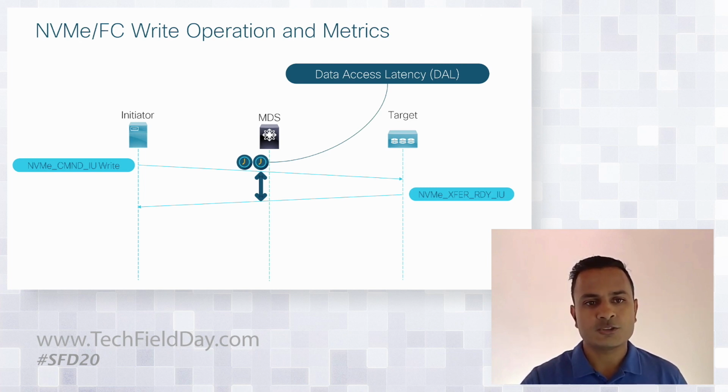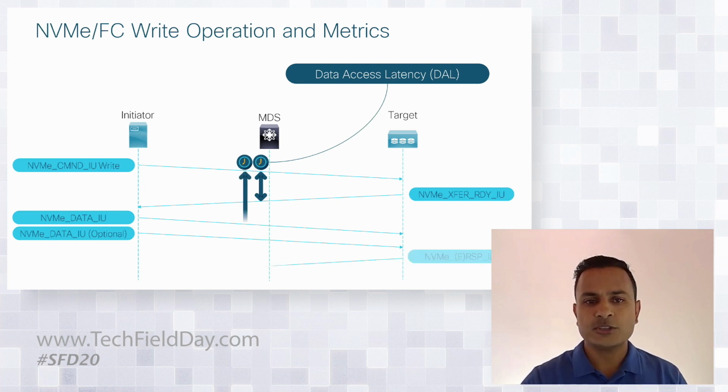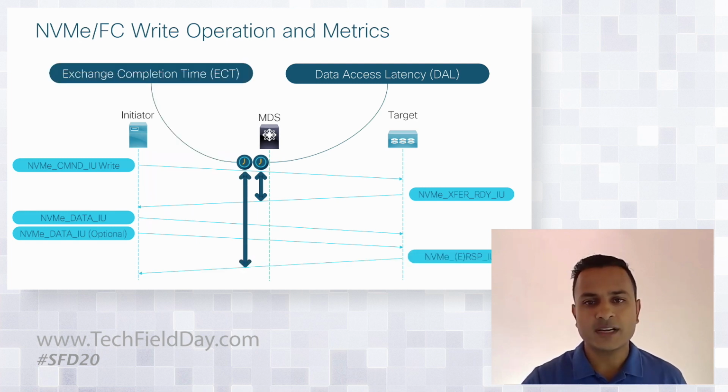So the initiator receives it and it starts writing all the data back. It sends back a response which carries a status. So the total time taken to finish the whole IO is what we call exchange completion time, or ECT. Now, the reason I'm showing you this is because this is going to be very important when I show you the demo, because we're not going to write out exchange completion time completely. We're just going to say ECT and DAL.